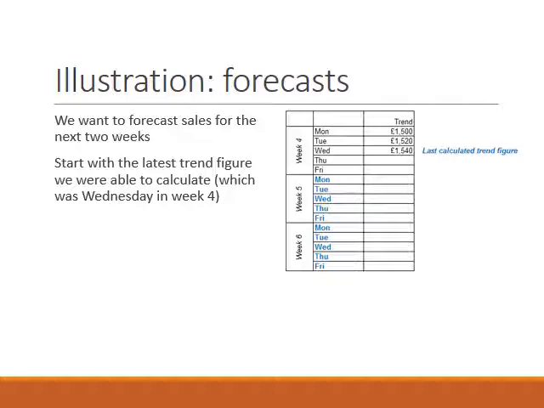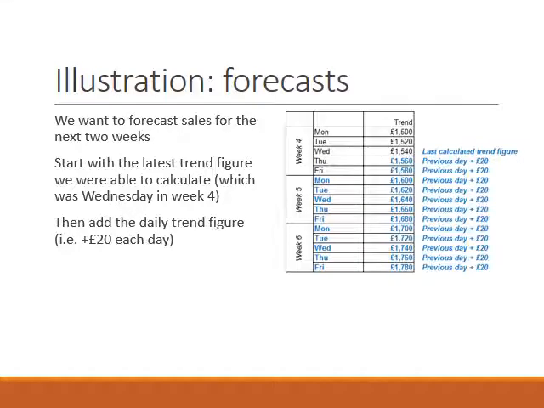So I brought up a table that shows Wednesday of week 4, where we had calculated a trend or a 5-day moving average of £1,540. What we can then do is we can add the daily trend figure to that £1,540 for the next 2 weeks, or until the end of week 6. Now this is our trend for the next coming couple of weeks.